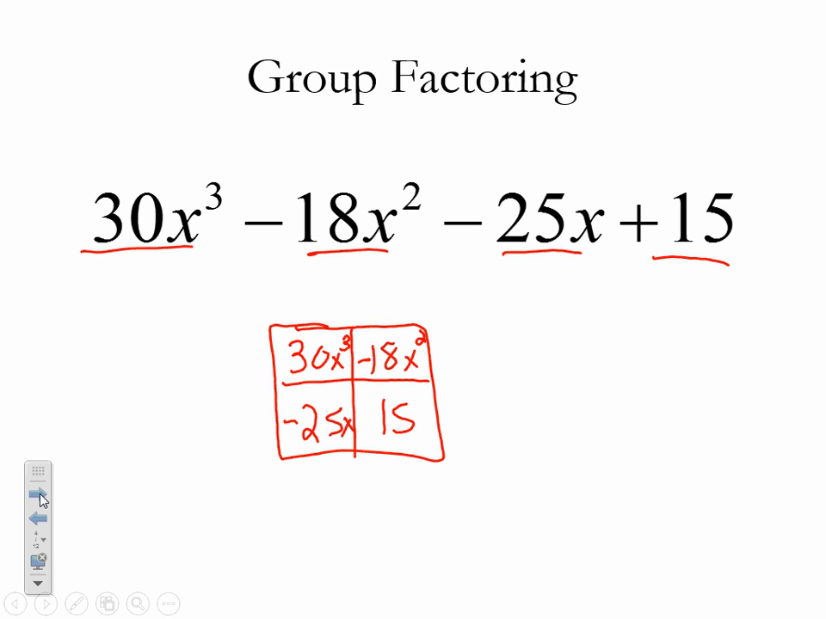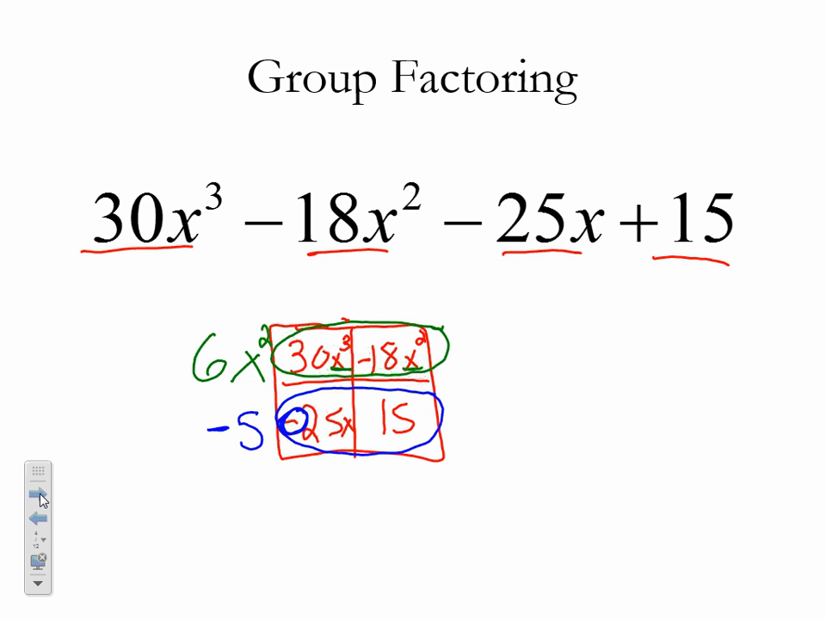Now here, greatest common factor here. 15 and 25 is 5. Now we can't forget this, you guys. If there's a negative here, it's going to be a negative 5. Then we go up here. Greatest common factor of 30 and negative 18 is 6. And then I have x cubed and x squared, so I'm going to put x squared. It's going to be the smallest one. Go on this one. 30x cubed and negative 25x is just going to be 5x.